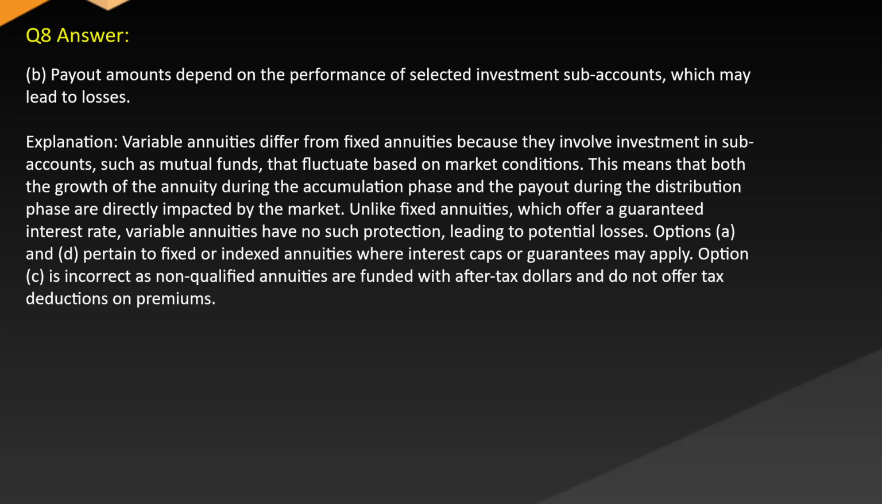Options A and D pertain to fixed or indexed annuities where interest caps or guarantees may apply. Option C is incorrect as non-qualified annuities are funded with after-tax dollars and do not offer tax deductions on premiums.